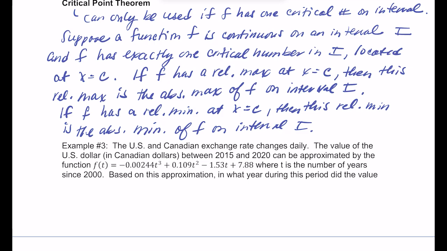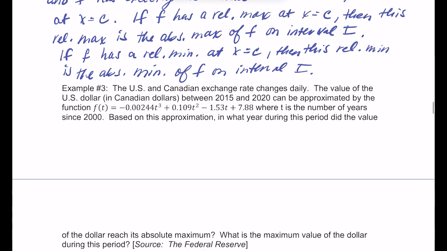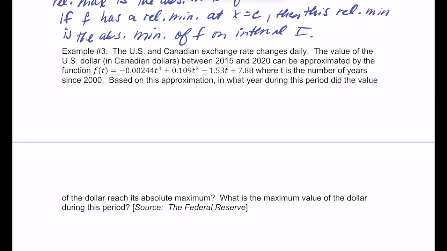So the US and Canadian exchange rate changes daily. The value of the US dollar and Canadian dollars between 2015 and 2020 can be approximated by the function f of t equals negative 0.00244 t cubed plus 0.109 t squared minus 1.53 t plus 7.88, where t is the number of years since 2000. Based on this approximation, in what year during this period did the value of the dollar reach its absolute maximum? And what is the maximum value of the dollar during this period?